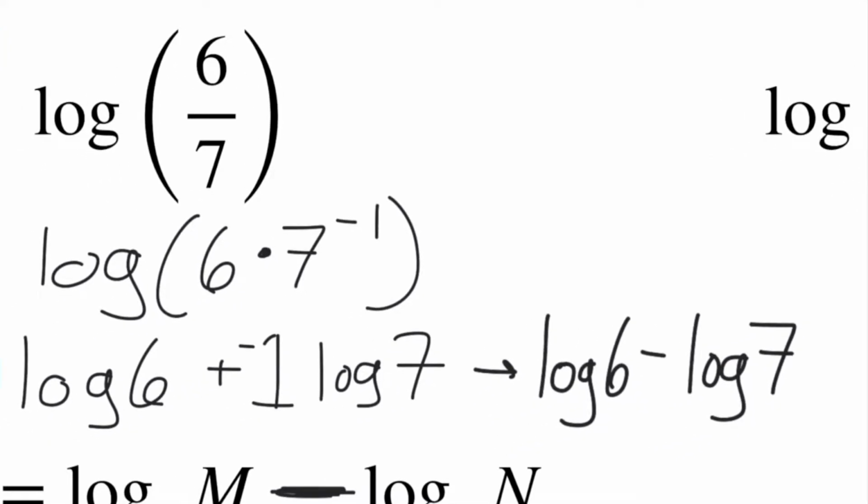Notice what we had at the beginning, 6 divided by 7. Now it's 6 minus 7. Division on the inside is going to create subtraction on the outside.